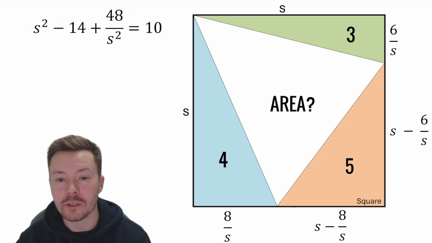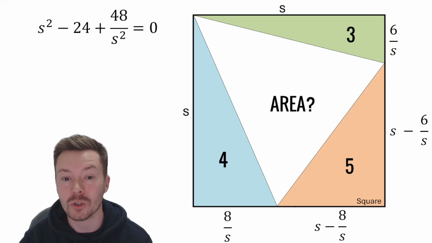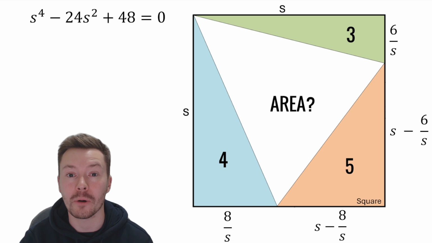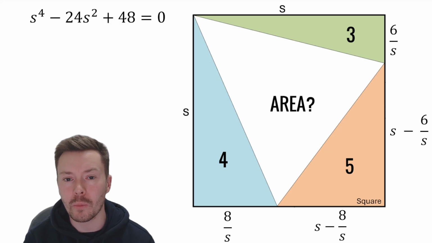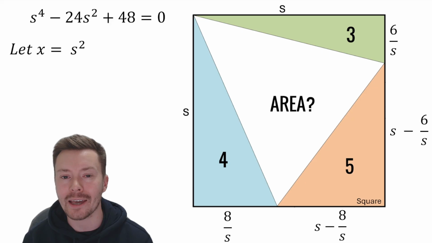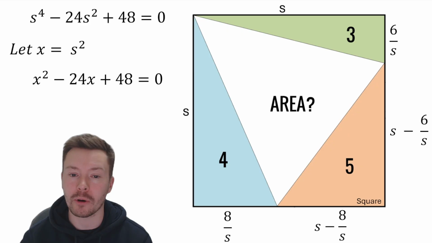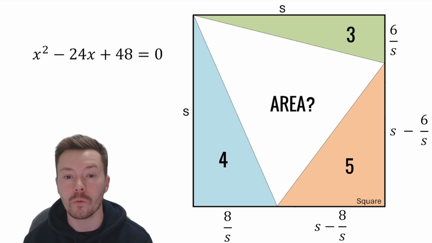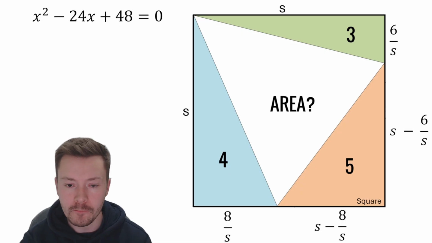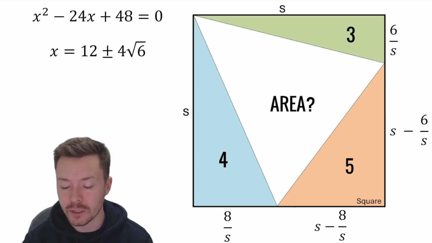Simplify the minus 8 and the minus 6 to minus 14. Take away the 10 from both sides and then times everything here by S squared. Gives us S to the power of 4 minus 24S squared plus 48 is equal to 0. At the moment, we've got a quartic, but if we say that X is equal to S squared, then we can rewrite this as X squared minus 24X plus 48 equals 0. And that we can solve using the quadratic formula. Using the quadratic formula, we get that X is equal to 12 plus or minus 4 root 6.